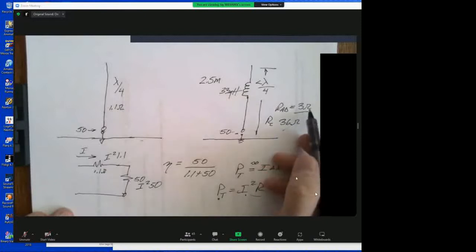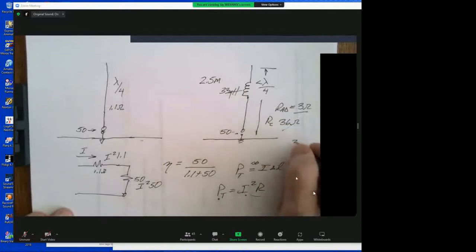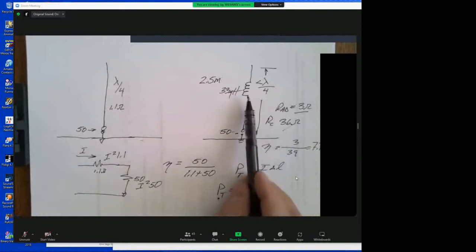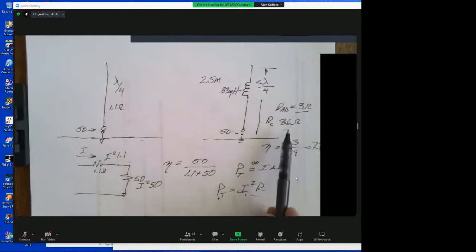Notice here, your efficiency is going to be terrible. You're losing a lot more power because if you look at this, you have 3/39, which is your efficiency, and that turns out to be about 7.7%. If I'm going off the screen, I apologize. So what happens is you are giving up something for making this a smaller antenna. You're sacrificing some things, and you should be aware of them.